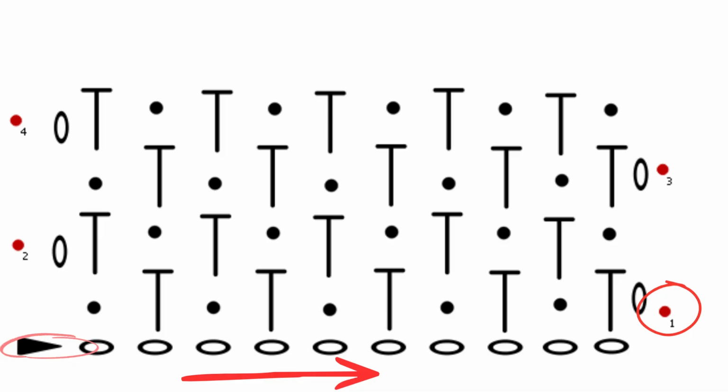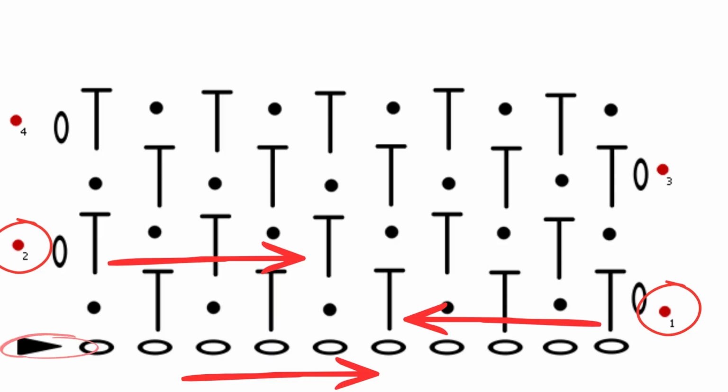You read it from the right to the left, because that's how you start your first row, right? It's like if you put your project in front of you, you could exactly see how you're crocheting. Then after the first row, you have to turn the project. So number 2 on this crochet chart, you read from the left to the right. So then you can see how the stitches go.